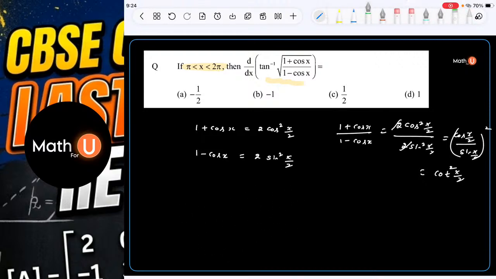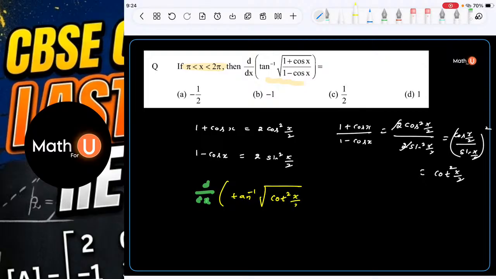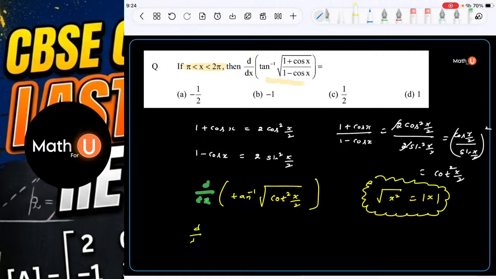Next, differentiation of tan inverse square root of cot square x by 2. You should know that square root of x square is nothing but mod x. This is the basic formula you should know. d by dx of tan inverse.